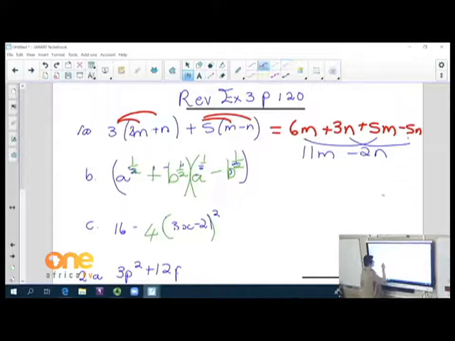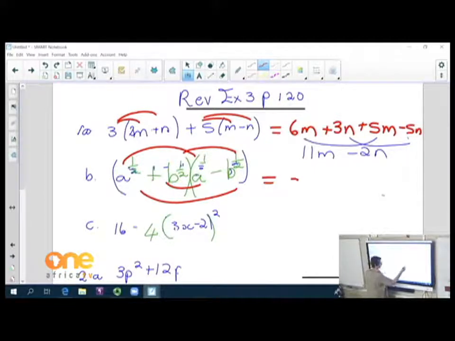Here when we multiply, it's the first one with the first one, the last one with the last one, inner, outer. So this will be, now remember, if we multiply, we add. So a half plus a half is a to the power of 1. And then a positive times a negative is a negative. B, a half plus a half is b to the power of 1.